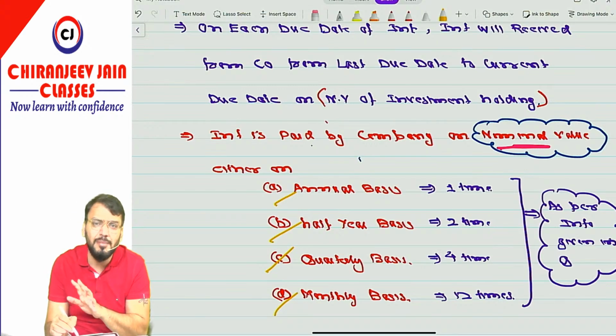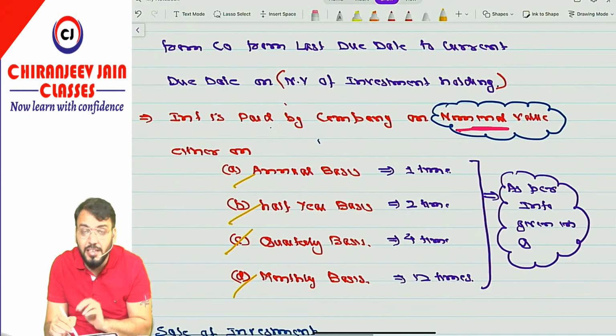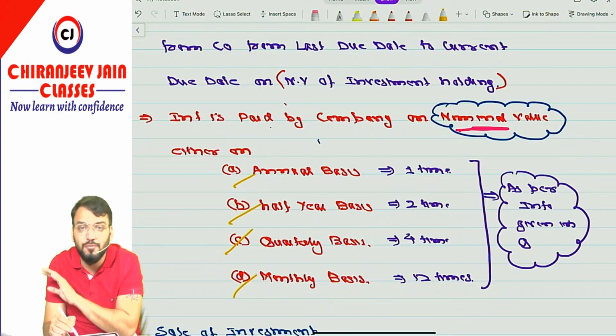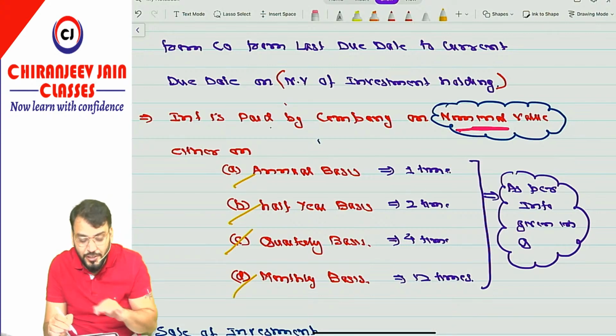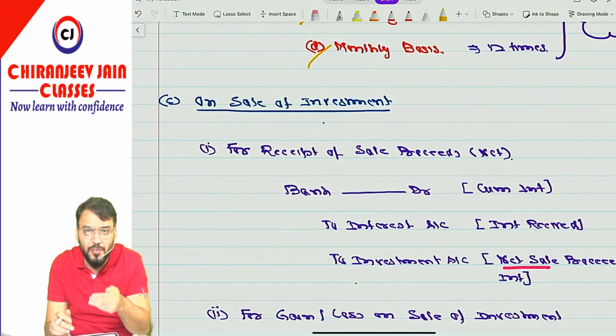Normally in exam they give half yearly, but it can be quarterly also, correct? So when it is half yearly, it means the due date will be 2 times in a year. When it is quarterly, it becomes 4 times in a year. So what the due date is, you need to find out from the information given in the question. Got this point?